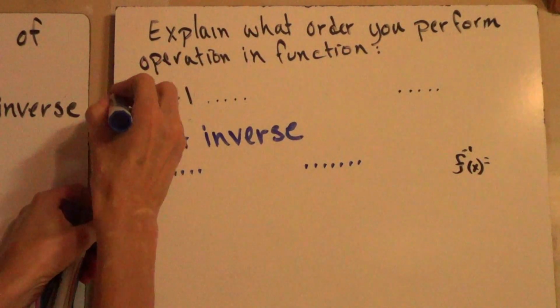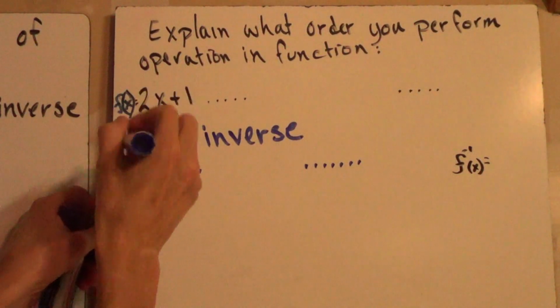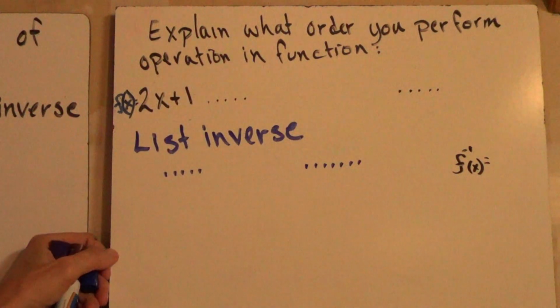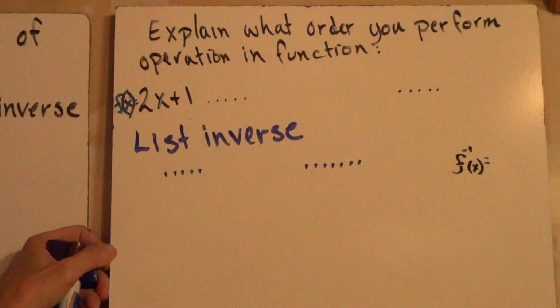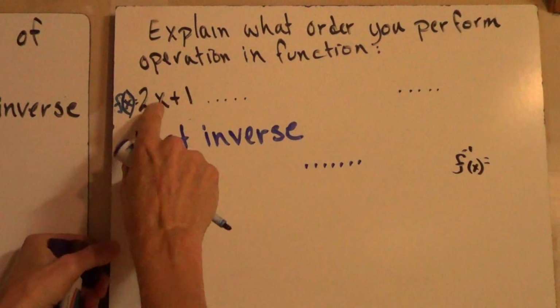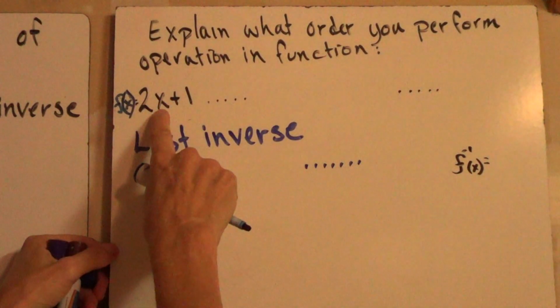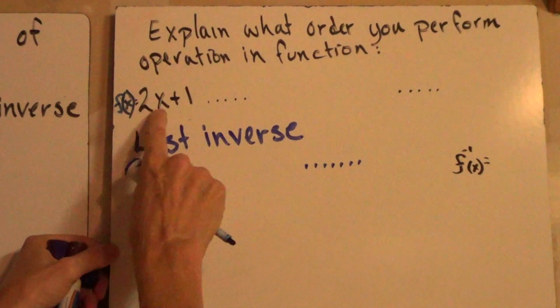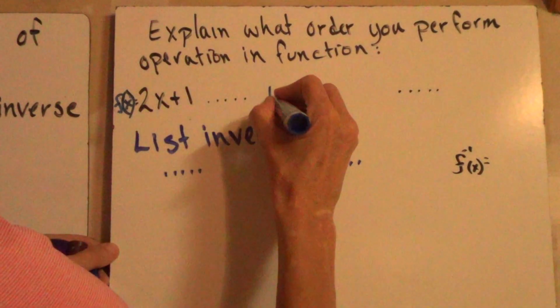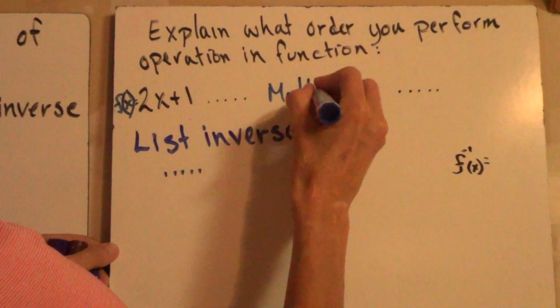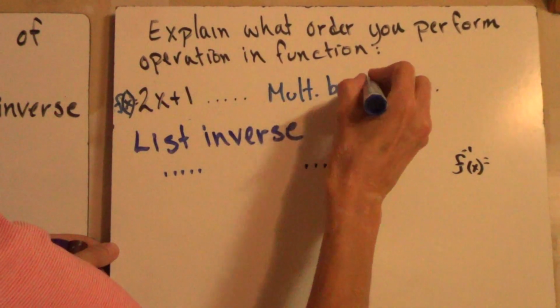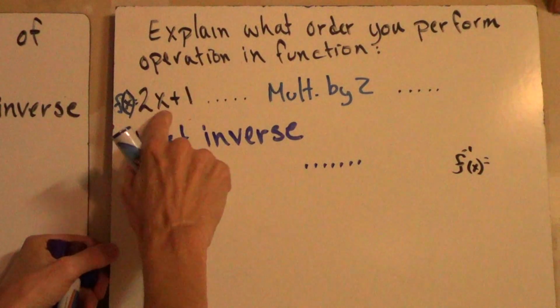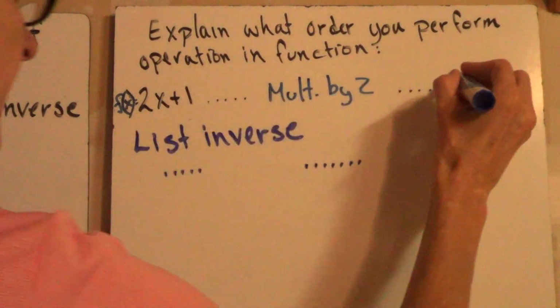So if we say that f of x equals 2x plus 1, this is how you can think through how to get the inverse. Just consider if you plugged a number in here, what would be the first thing you do? Order of operations says that you would multiply it by 2, correct? So right here, multiply by 2. And then after you get that answer, you would add 1.